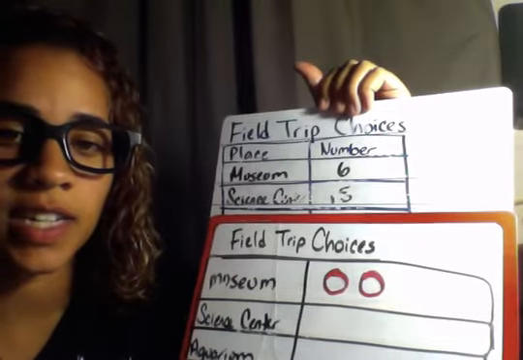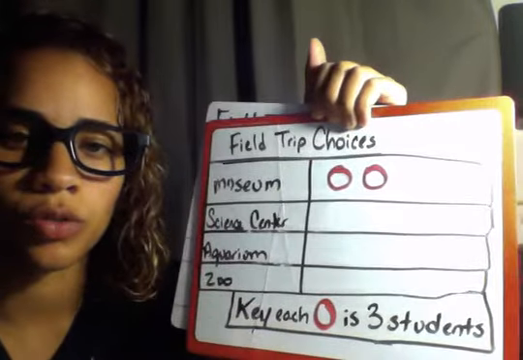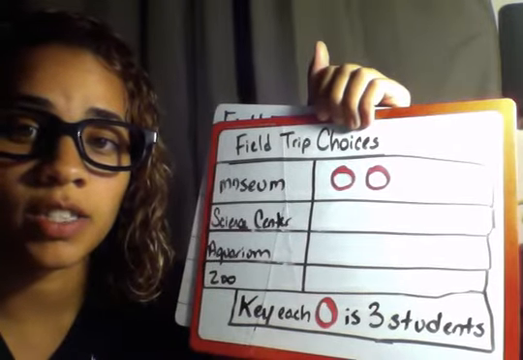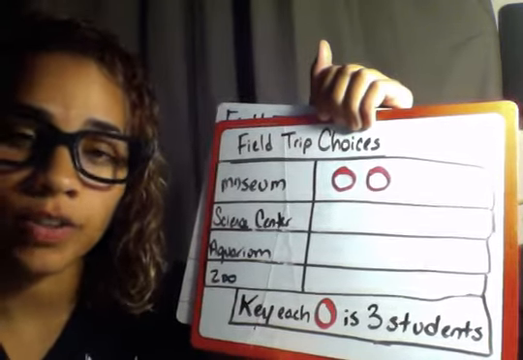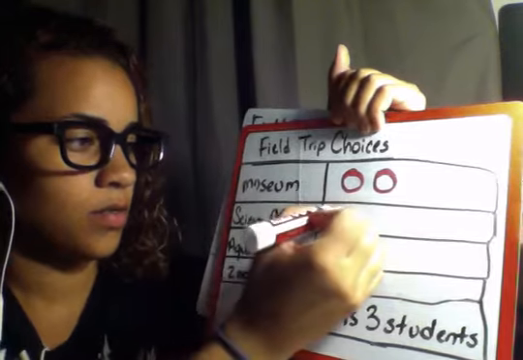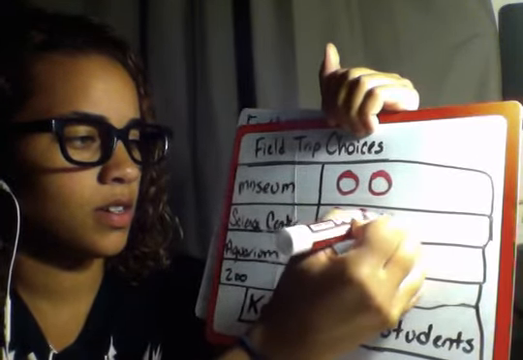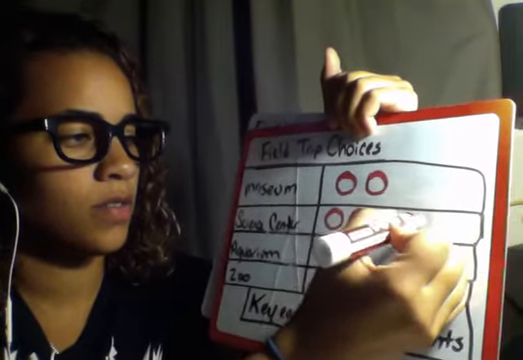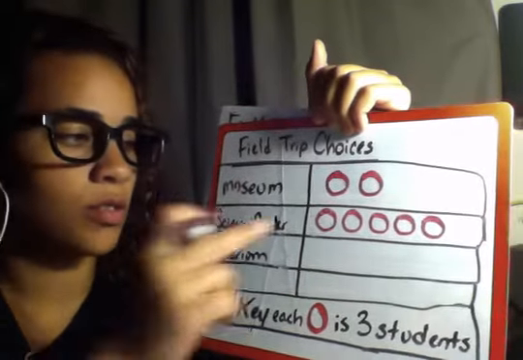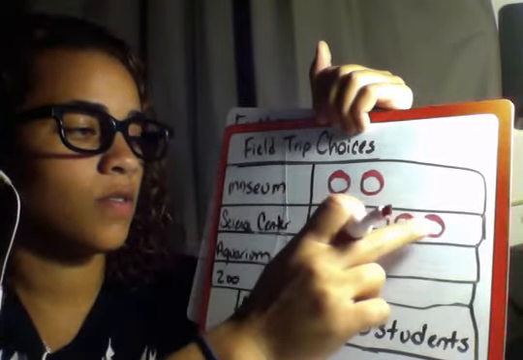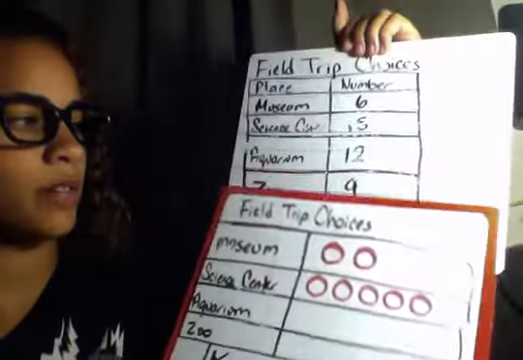Now, what if I wanted to show the Science Center? Science Center has 15 kids, right? How can I represent 15 kids using the circles? How many circles am I going to need to show 15 kids? Very good. So, 3, 6, 9, 12, 15, because each circle represents 3. There we go.